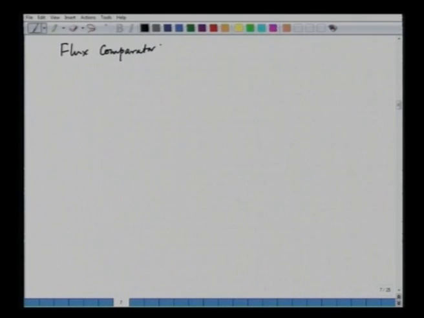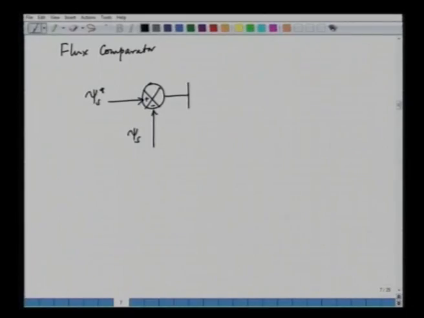What we do here is the following: we have a reference flux psi s star, the stator flux amplitude, and we compare that with the actual flux. We have an actual flux feedback, psi s is the actual flux, and we feed the error to a hysteresis comparator. So, what we have here is the hysteresis comparator.